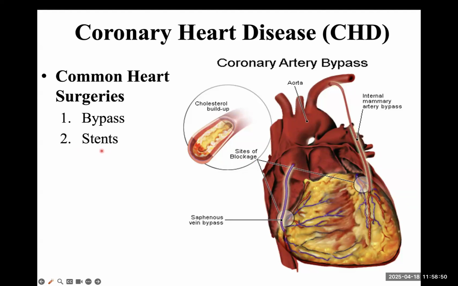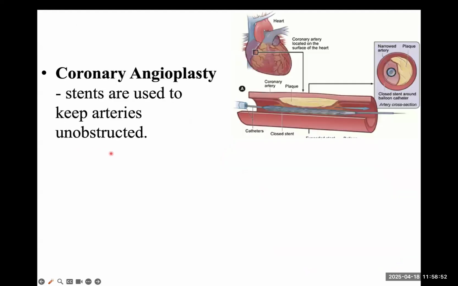The other remedy is the stents. So stents are used to keep the arteries unobstructed or open, and so it keeps the whole thing from closing up. So when you get an ear pierced, maybe they had to put something there to keep the hole from closing up. So that's a stent.